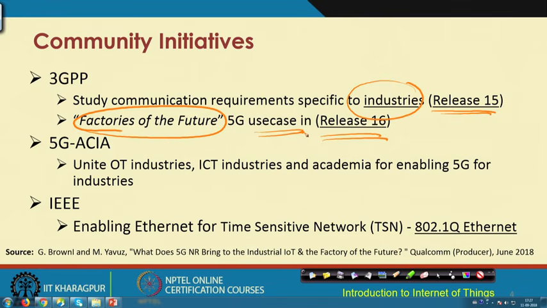And then you have the 5G ACIA, which basically unites the OT industry, OT meaning operational technology industries, with the ICT industries, information and communication technology industries, and academia for enabling 5G for industries. So, this is talking about 5G for industries, 5G ACIA, and IEEE has different protocols like TSN, supporting the 802.1Q Ethernet protocol.